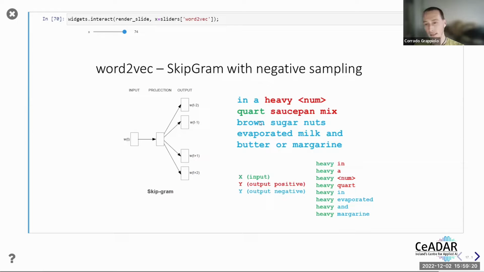And of course, you can see there are many more negative examples than positive examples. So we can decide to sample only 4 negative examples so that we keep the data set balanced in terms of positive and negative examples.